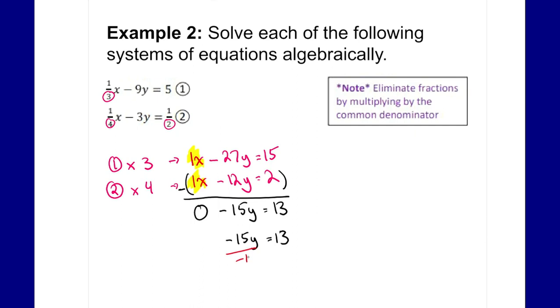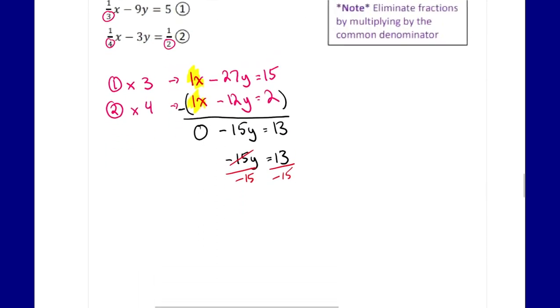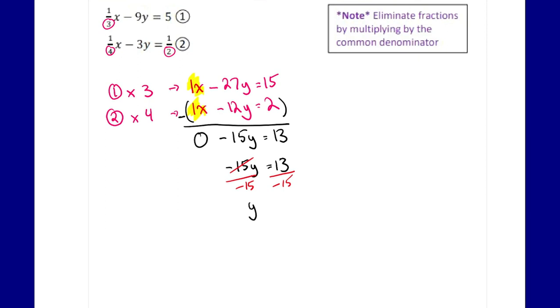Divide both sides by negative 15. One side cancels out. We have y is equal to negative 13 over 15. So not the nicest equation, right? Not the nicest value or coordinate for y, but it does allow us to see why it might be better off to solve by elimination than graphing, right? We might not be able to find this value accurately when we graph.